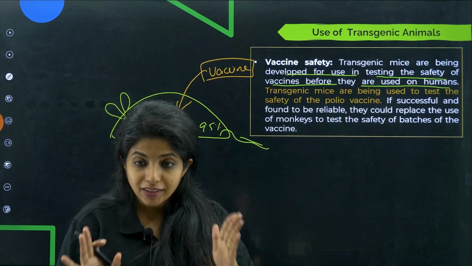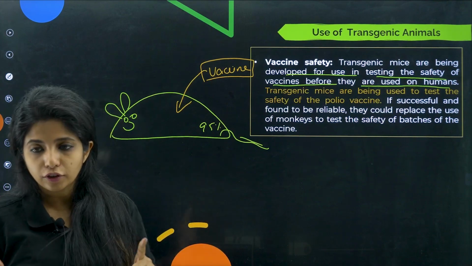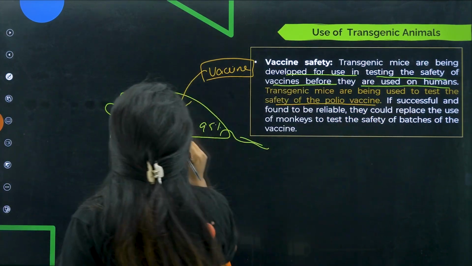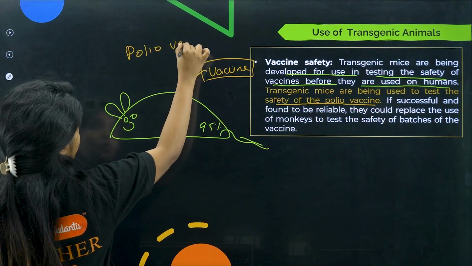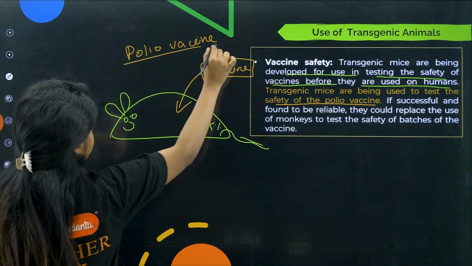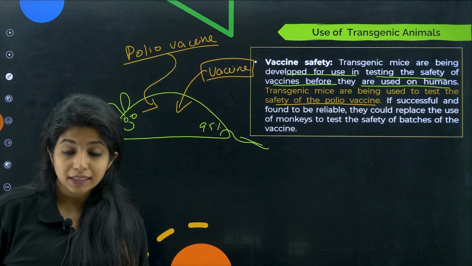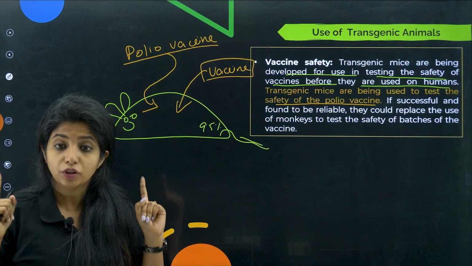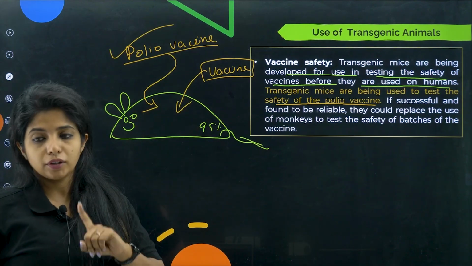Now there's again one very important example that is given over here in your textbook, which you have to read. Transgenic mice are being used to test the safety of polio vaccine. So there is a vaccine that you have to remember. Polio vaccine, children. Polio is caused by a virus. So this polio vaccine has been given to the mice, making them transgenic mice. It has been used to test the safety of this particular vaccine. This is important, remember that.